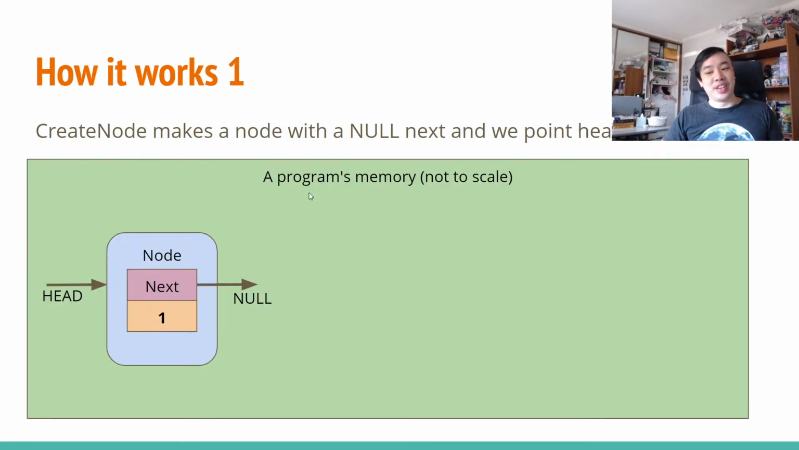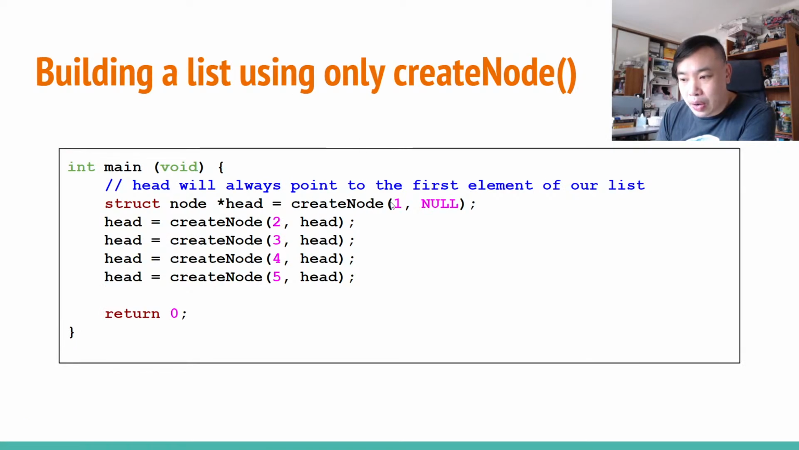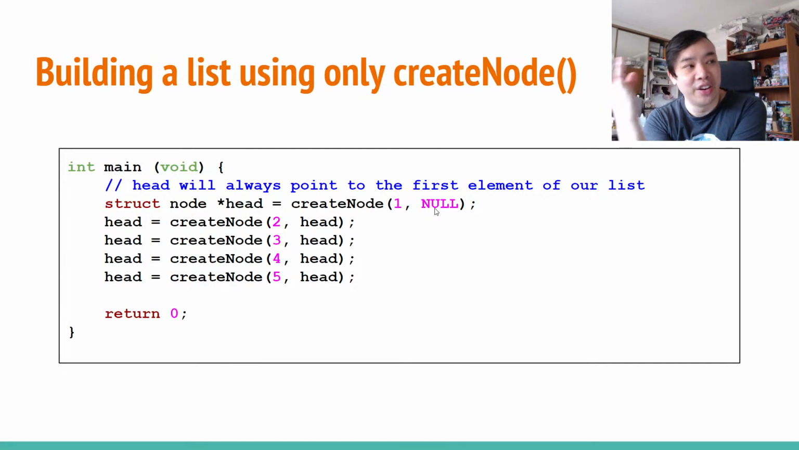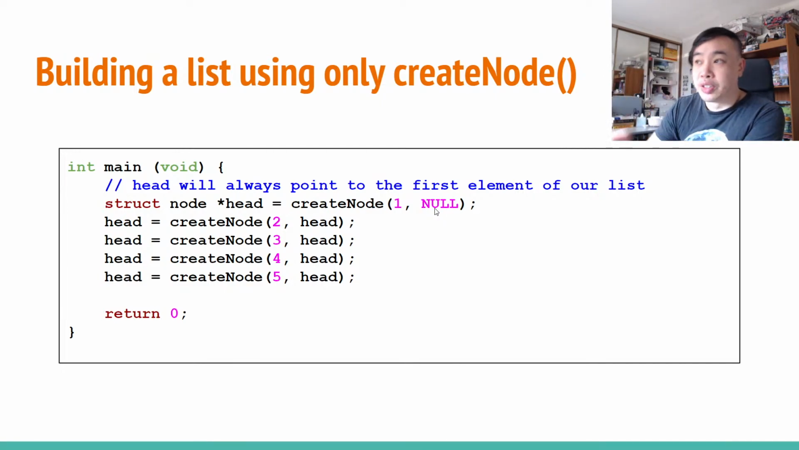So I've got some diagrams here to show you this. So first thing I did is create a node with a number 1 in it and null as its next. So when I know that there's only one element in the list, I know that its next will be null because there's nothing else for it to point at, right? Because I haven't got any other nodes at this point. I've only got one.